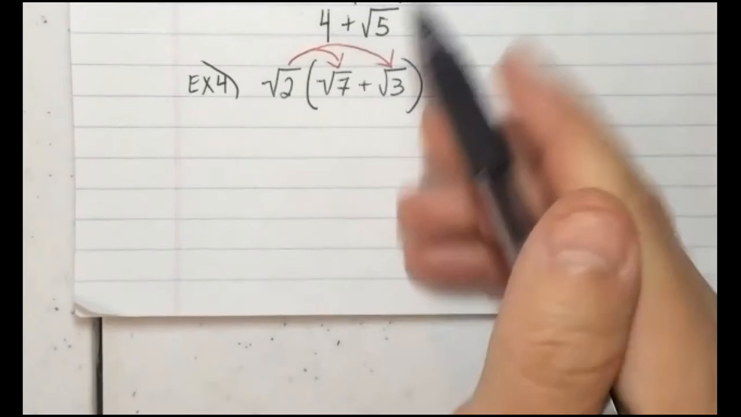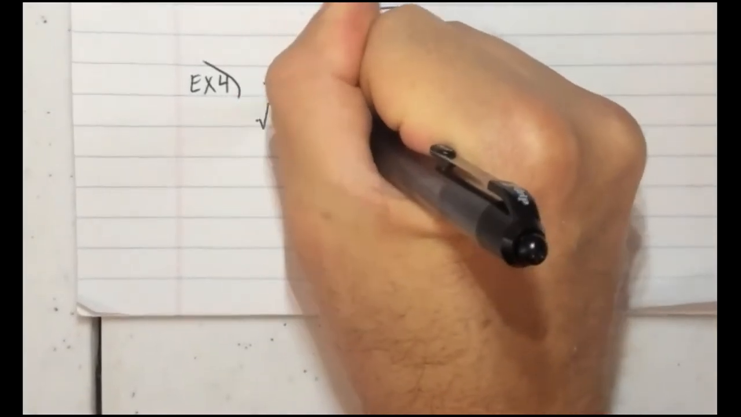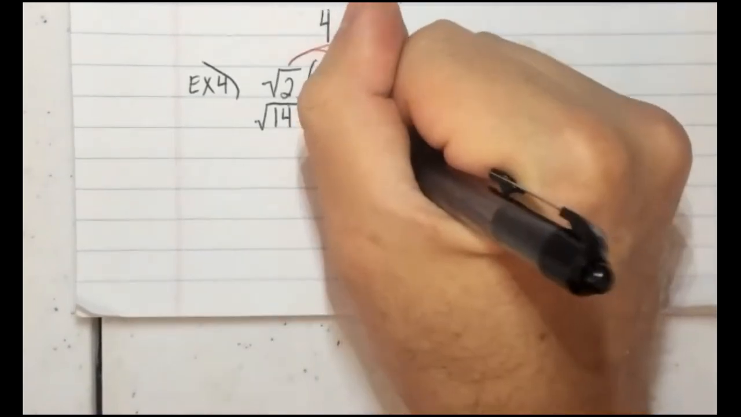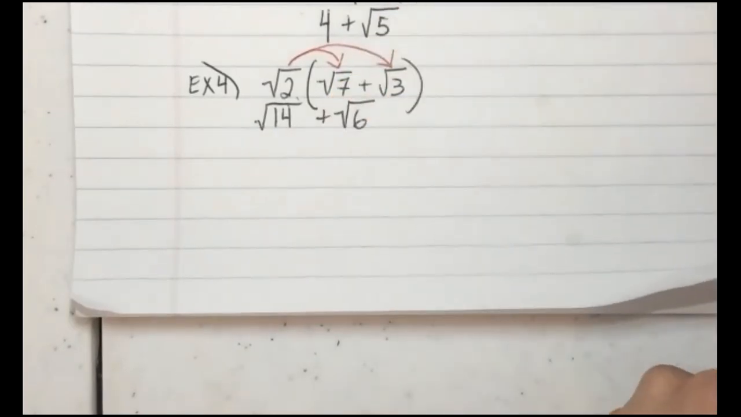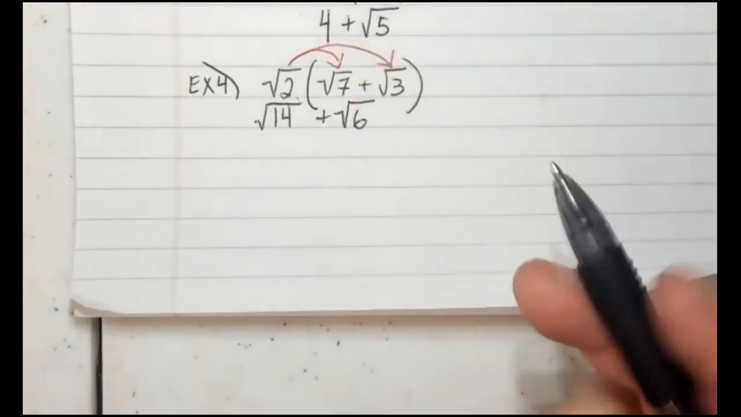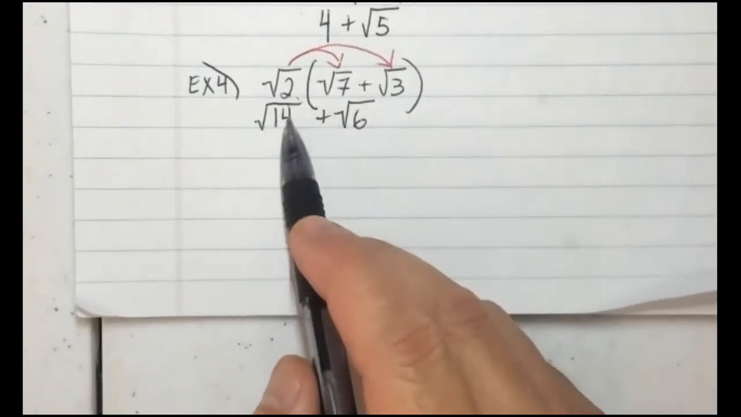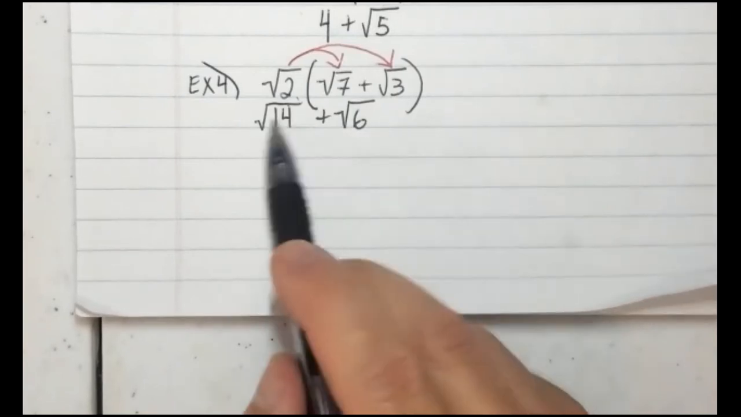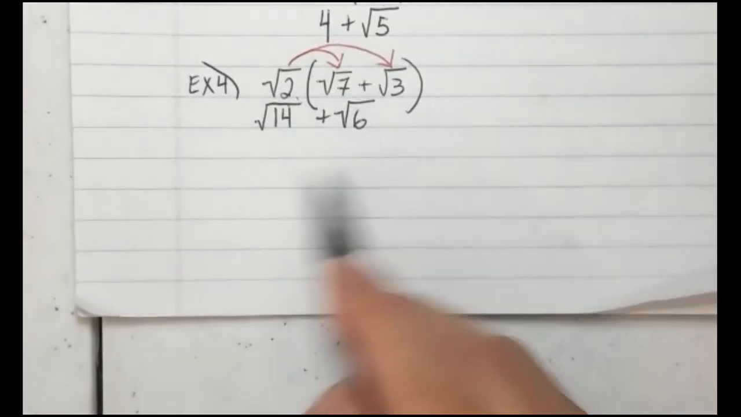So start out, what's 2 times 7? 2 times 7 is 14. You keep it inside this radical. 2 times 3. 2 times 3 is 6. So I have square root of 14 plus square root of 6. That is all I can do there. I cannot simplify this. There is no perfect square that goes into 14. There is no perfect square that goes into 6. I can't combine these because these radicals are different. So you are done with that problem.